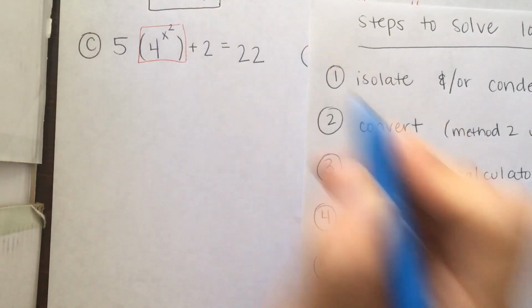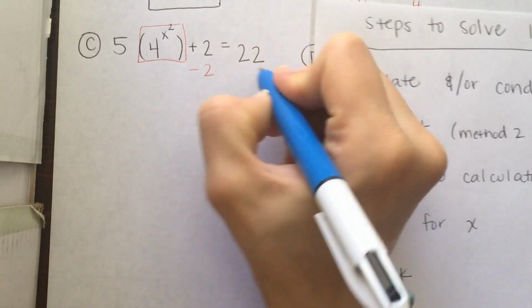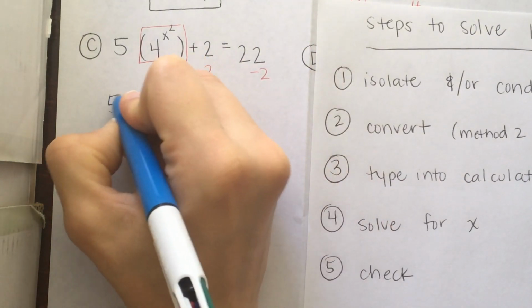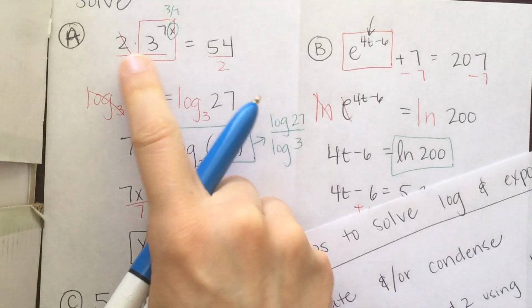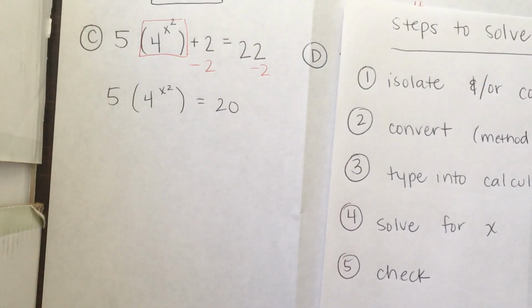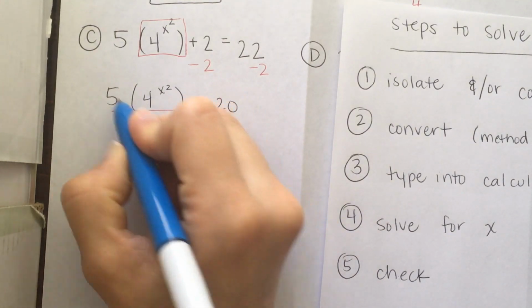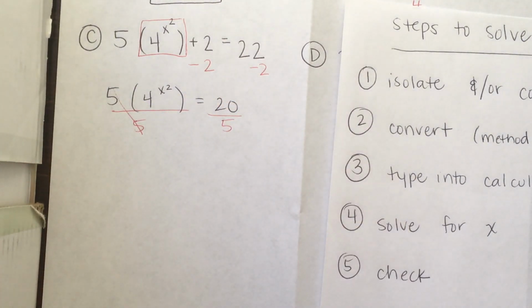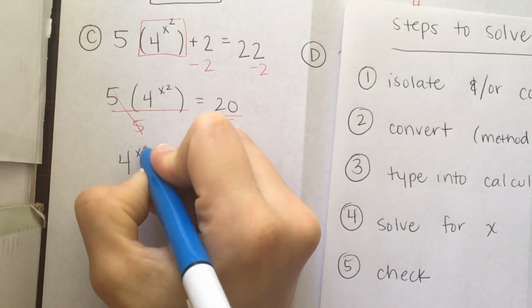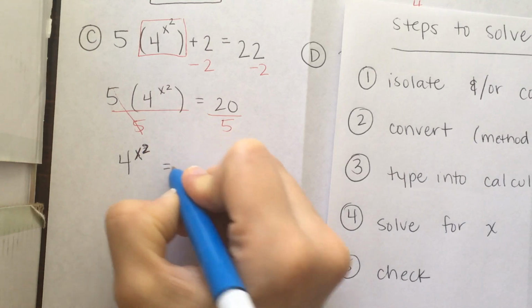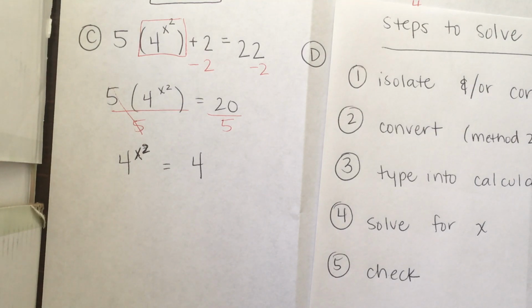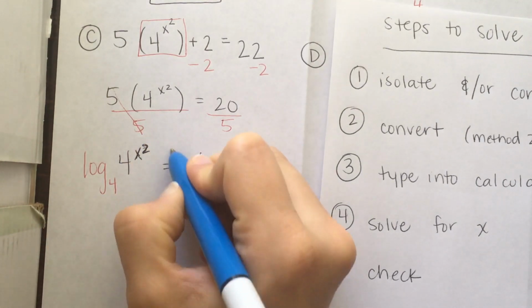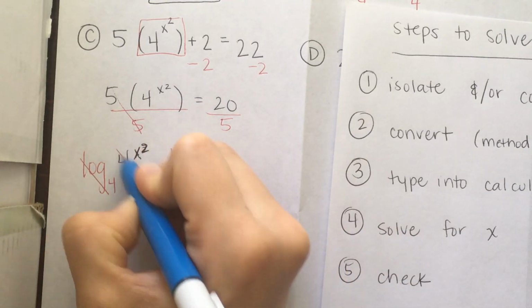Isolate. That means I need to subtract before I divide. Even though it's written a little differently with parentheses, as opposed to the example above where I used the dot, it's still the same idea. I'm just trying to isolate the base 4 to the exponent. That's an x squared. All right, step 2, convert. I am going to convert by putting log base 4s in front of both sides. So that way on the left they cancel.